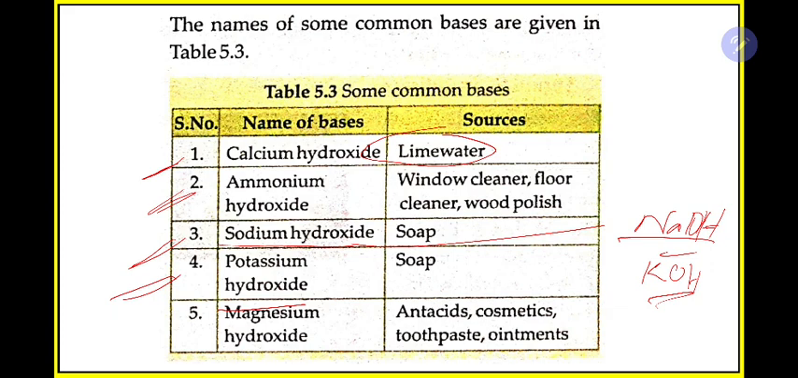Then the next is we get bases from antacids. Then cosmetics, different types of cosmetics, which mainly women use. Then toothpaste. Then ointments, different medicinal ointments. We get magnesium hydroxide, MgOH2, this base in these things such as antacids, cosmetics, toothpaste, and ointments. Okay.